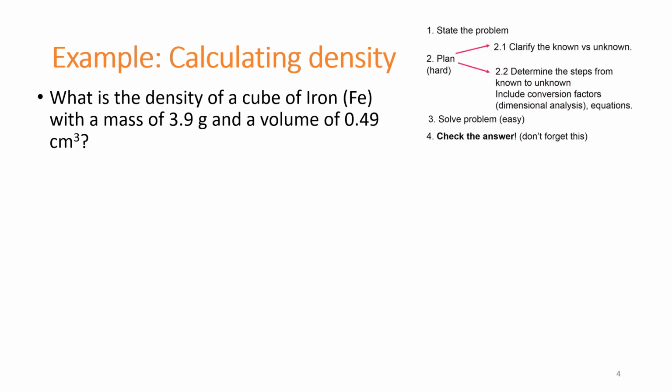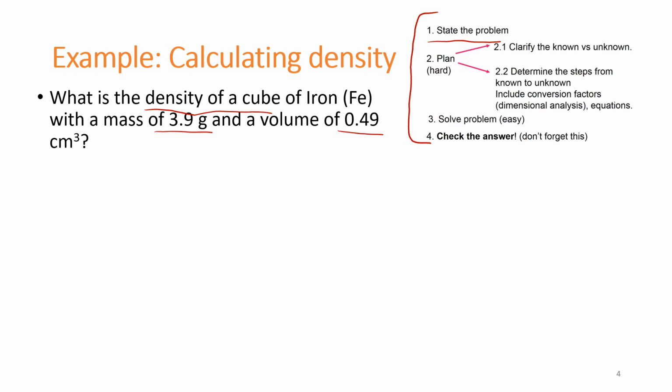So in this example, we're going to be calculating density. So again, remember, we're going to use our method. First we're going to state the problem, and to state the problem we need to read the problem. That's always your first thing to do. So what is the density of a cube of iron with a mass of 3.9 grams and a volume of 0.49 centimeters cubed? So we know that we have to solve for the density, basically, right, of a cube.